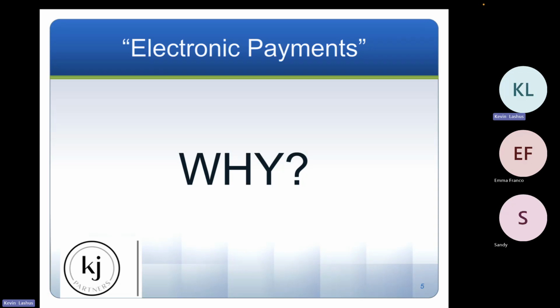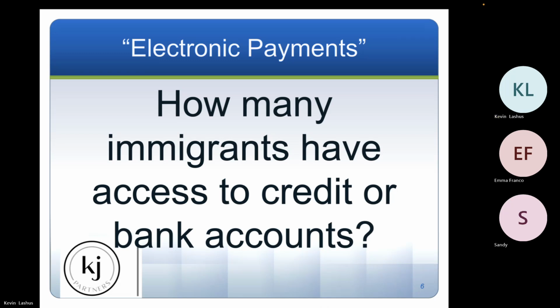So again, why? The reason is very, very simple. Most immigrants who are currently present in the United States can neither access credit nor open a bank account. Most immigrants operate on a cash basis. And so what the government is doing is making it a lot more difficult for immigrants to pay for benefits that they're applying for.